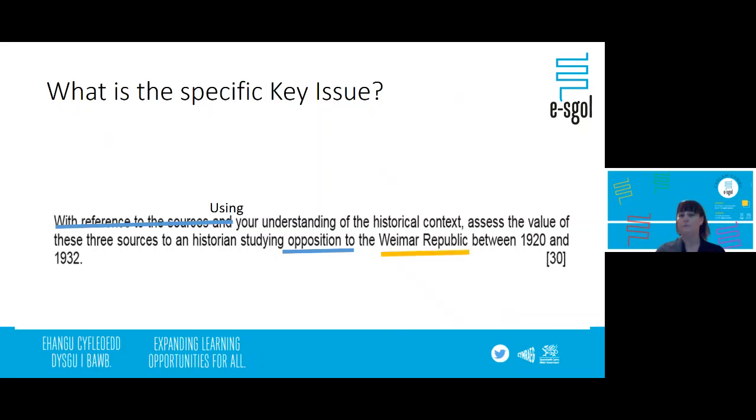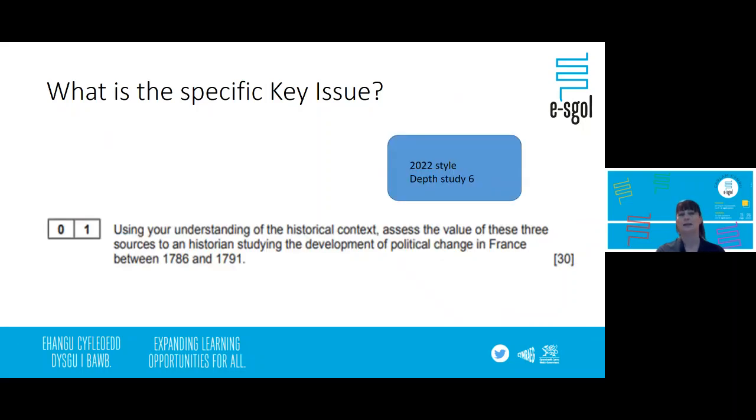It is also very important that we look at the time frame that they're asking you to look at as well, okay? So this is opposition to the Weimar between 1920 and 1932. So we should refer to that throughout our source analysis.